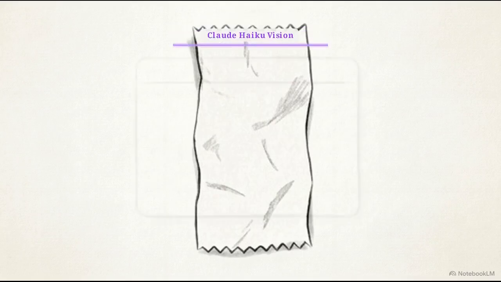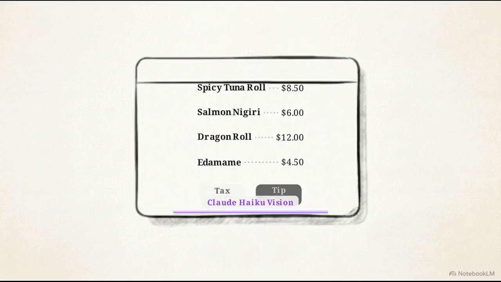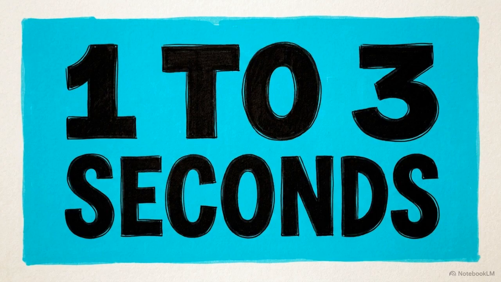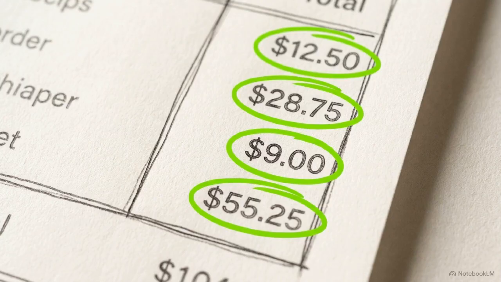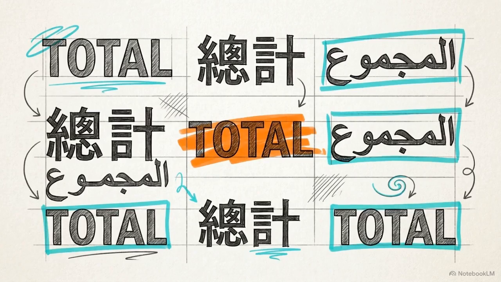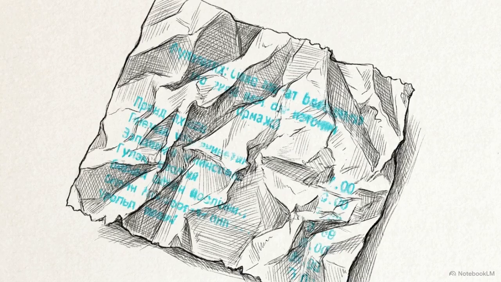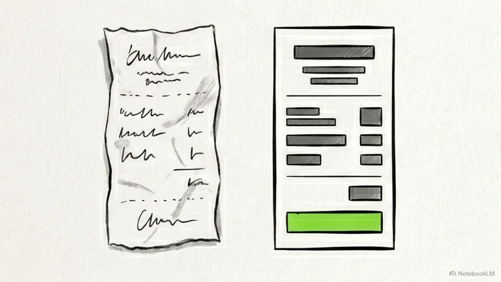The app uses an AI model called Claude Haiku Vision to read the document. In about 1 to 3 seconds, it scans every item, identifies the prices, separates the tax and tip, and processes text across more than 30 languages. The engine easily bypasses the physical obstacles that usually make reading receipts difficult. Faded printer ink, messy handwritten totals, and crumpled paper are immediately converted into a clean, digitized list.